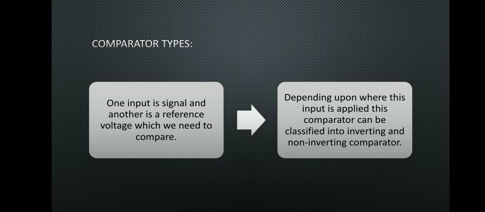Comparator types. As you all know, for the op amp, two inputs are given, that is the non-inverting and the inverting input. Like the op amp, the comparators also should be given two inputs, the non-inverting and the inverting inputs. One input is the signal and the other is the reference voltage, which we need to compare. Depending upon where this input is applied, whether in non-inverting or inverting, the comparator can be classified into two, that is the non-inverting and the inverting comparators.